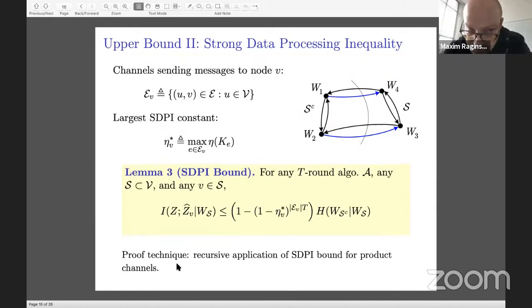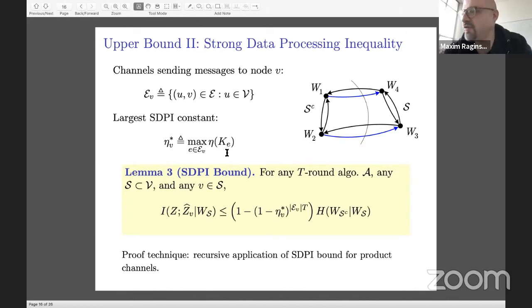All right, so here's the idea. Here's another upper bound on this mutual information using the strong data processing inequality. Let's look at a particular node V, and all the channels that can send information to that node. E sub V is the set of edges starting somewhere else on the network but ending at node V. Each of these edges comes with a channel, so we look at the largest strong data processing constant over all these channels. And obviously this is less than or equal to 1.